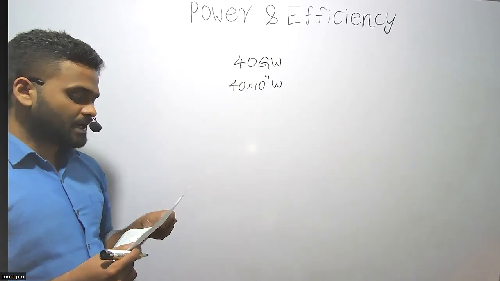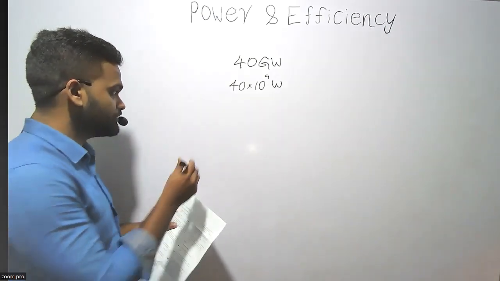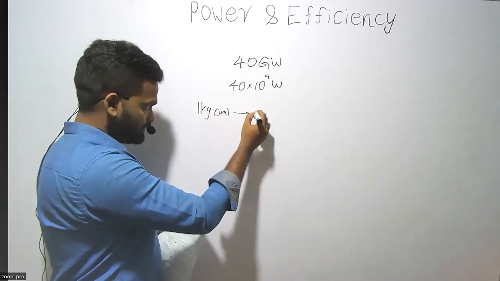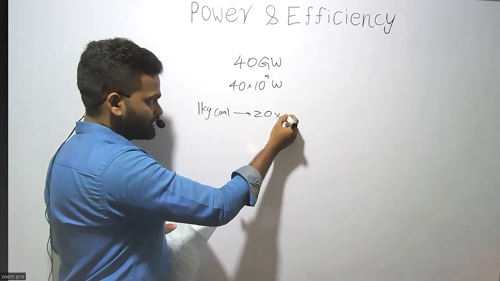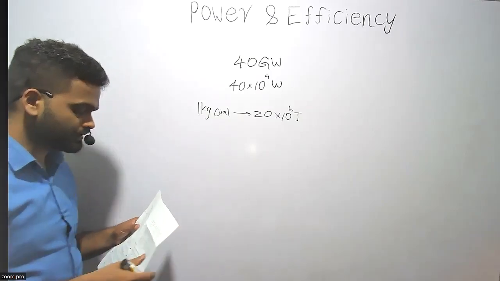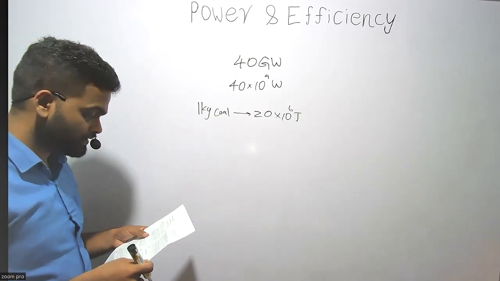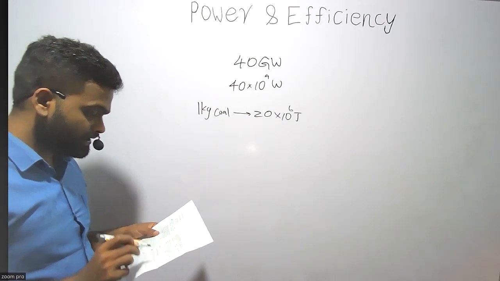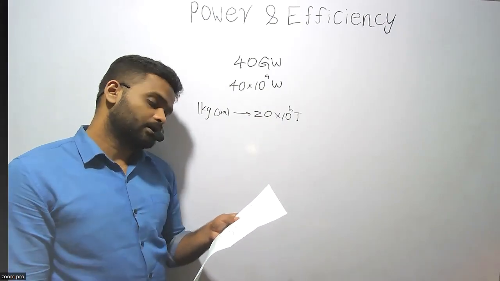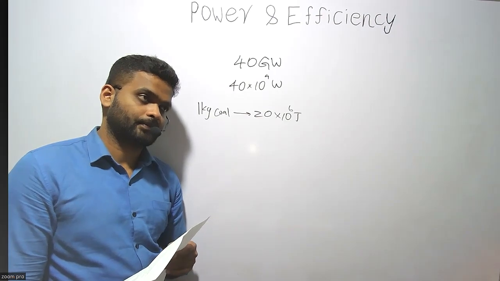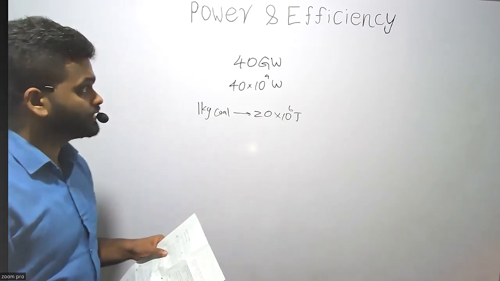Then they say by burning 1 kilogram of coal, it provides 20 megajoules. Mega means 10 to the power 6. Just convert everything into joules, it is easy. Then they ask, if the energy requirement is completely gained by burning coal, the rate of burning coal should be. Okay, let's see how to do this.